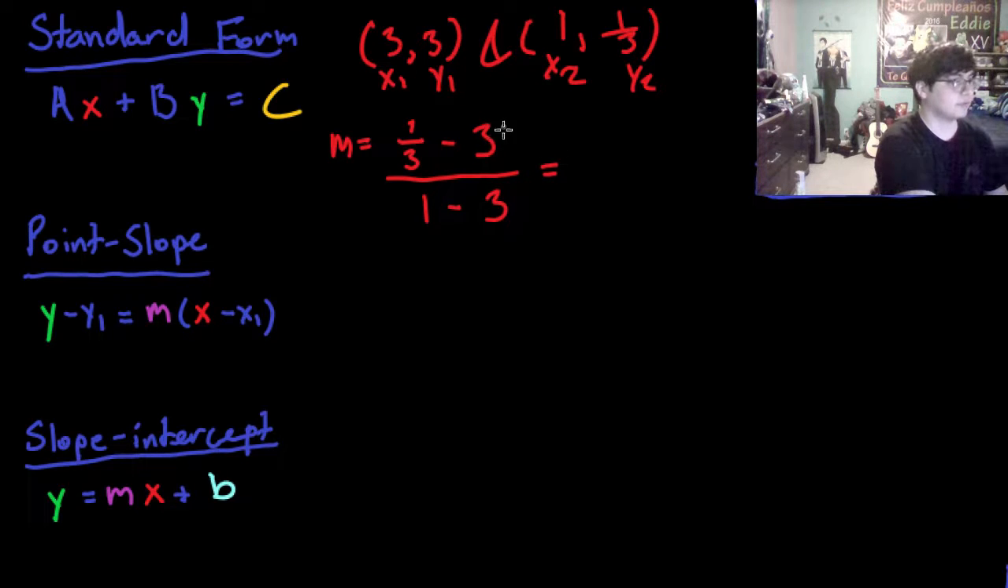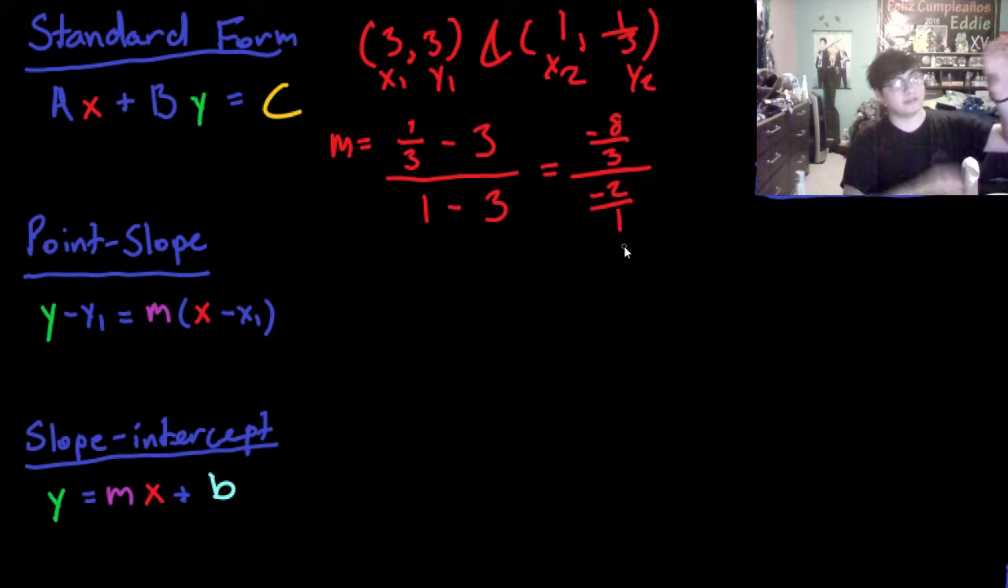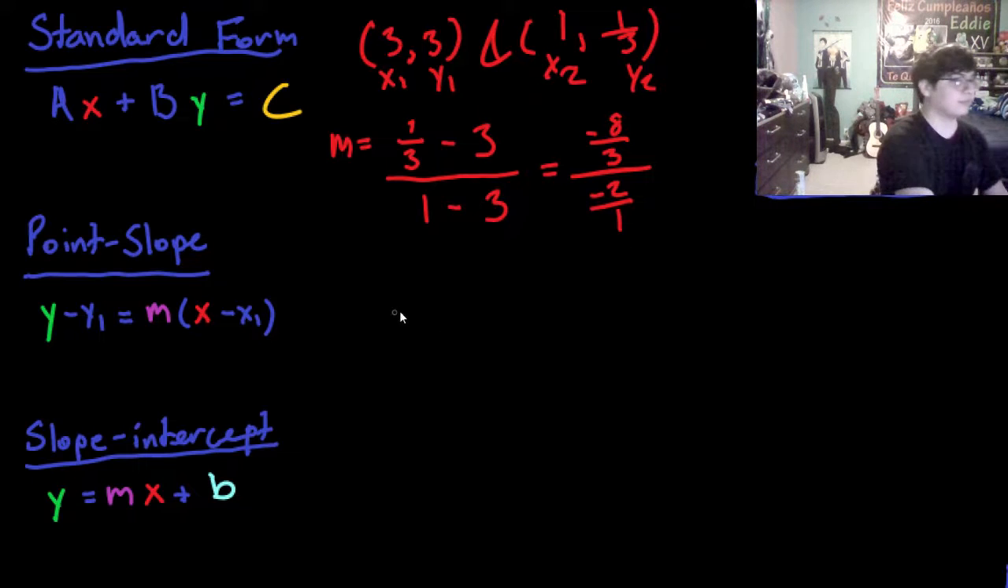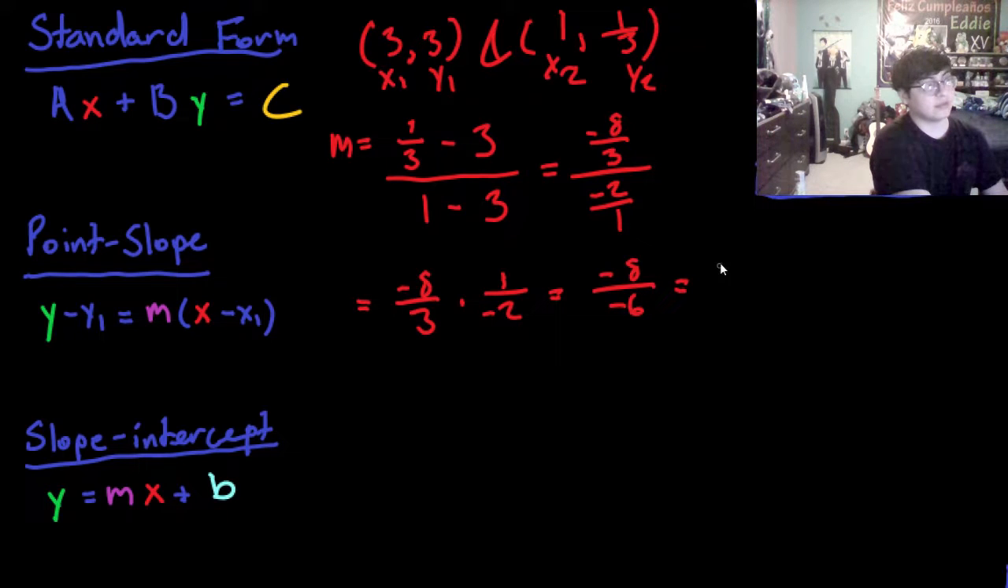which in the end, this is equal to -8/3 over -2/1. I do that just to set up the division of fractions, where we flip the bottom one and then multiply, and that'll give us the same result. So now it's going to be -8/3 times -1/2, which then gives us 8/6. And then we have 4/3 as our slope. Now that we have our slope, it's going to be very easy to continue with the rest of it.